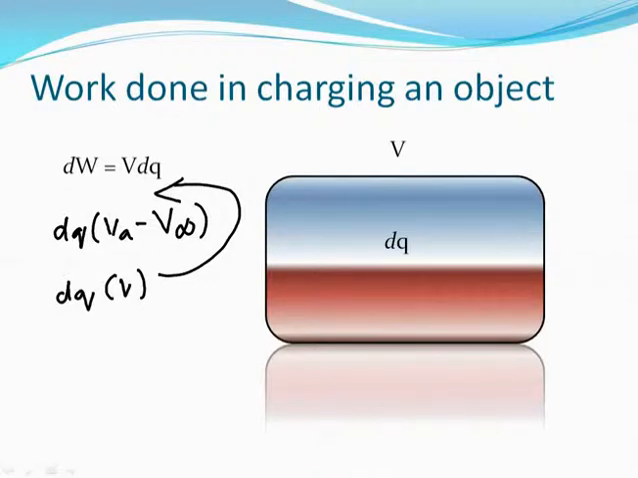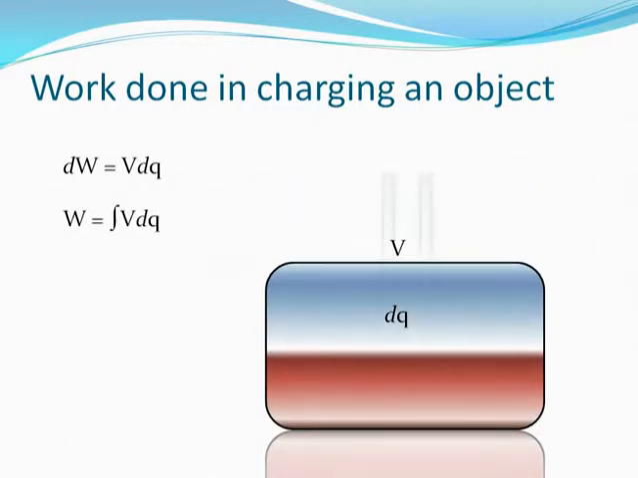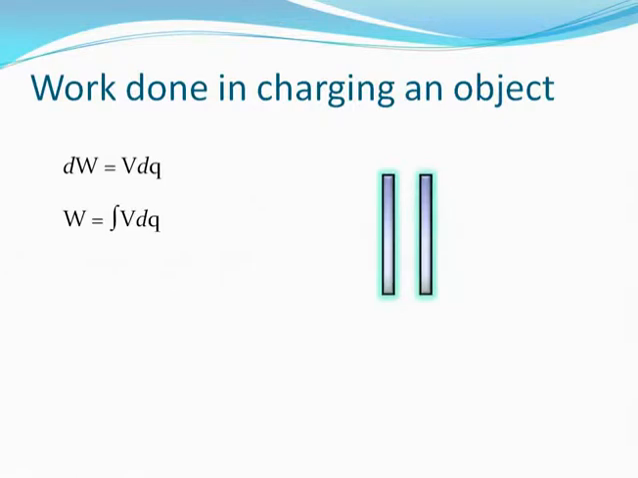So we can calculate the net work done in moving the entire charge of this object from infinity to the body by integrating dW. W is clearly integral V dq. Now if we replace this object with a capacitor, what will the value of V be? We know that the potential difference across a parallel plate capacitor is always Q by C. And that means that the net work done in imparting a charge Q to the plate of a parallel plate capacitor is integral Q by C dq, isn't it?